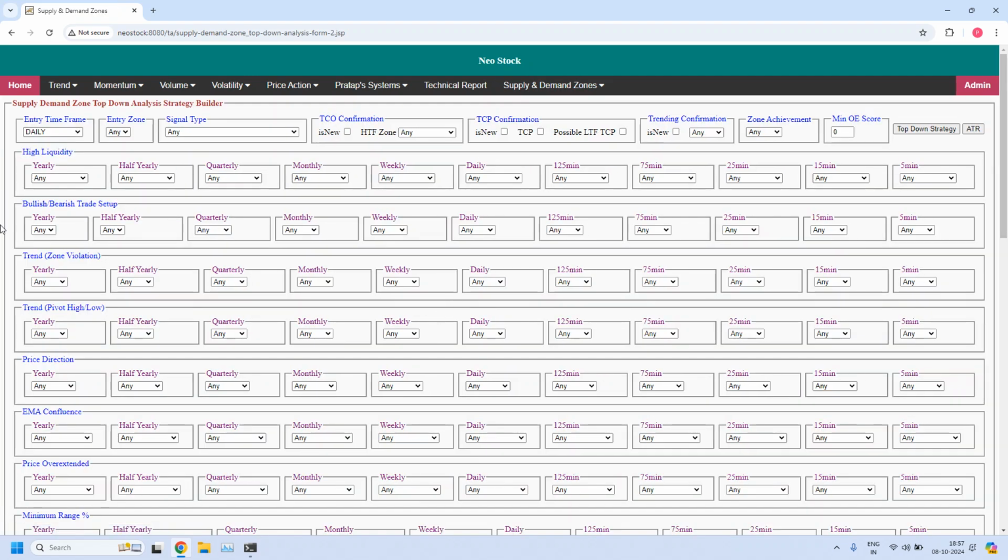Let's start with monthly income trade bullish trade setup. For monthly income trade, entry time frame is daily. For bullish trade setup, entry zone should be demand zone. And also in bullish or bearish trade setup, at a daily time frame, that is entry time frame daily, I am selecting bullish. And this daily demand zone should not be pierced.